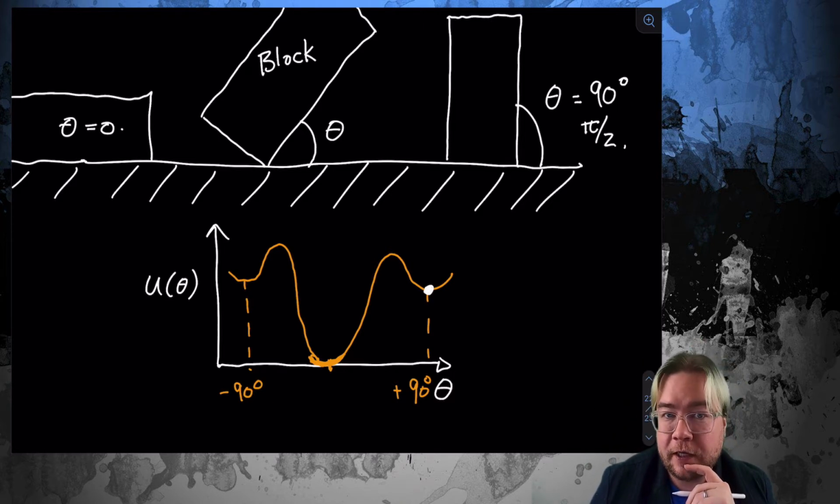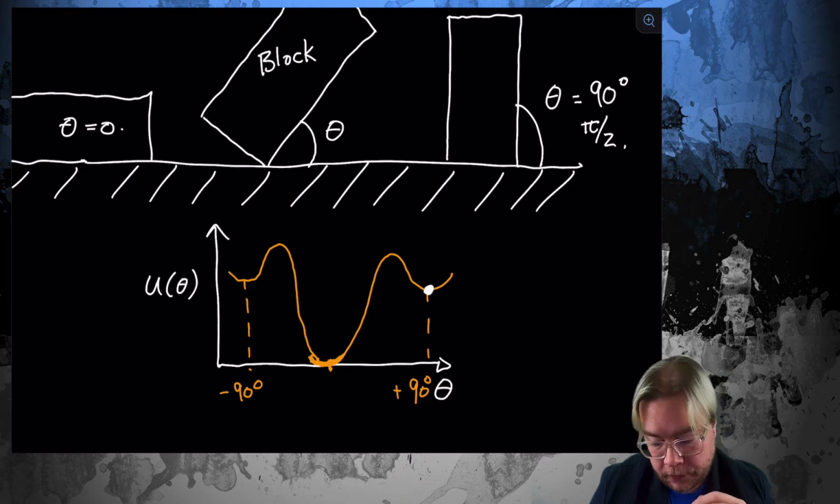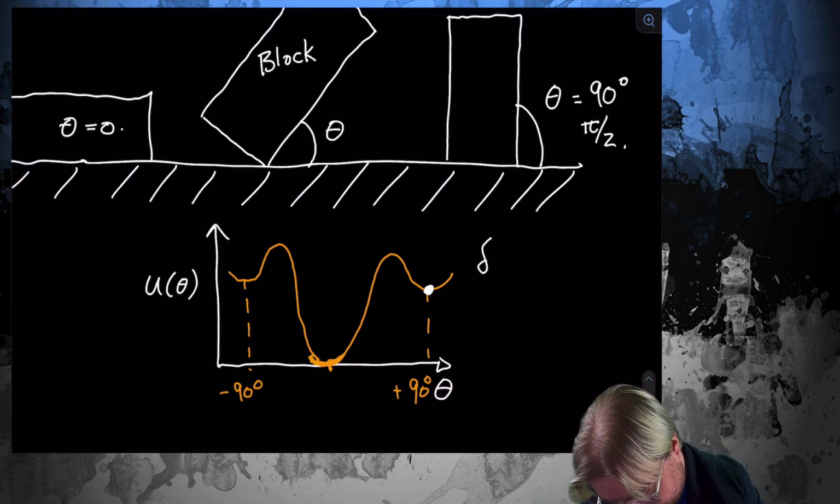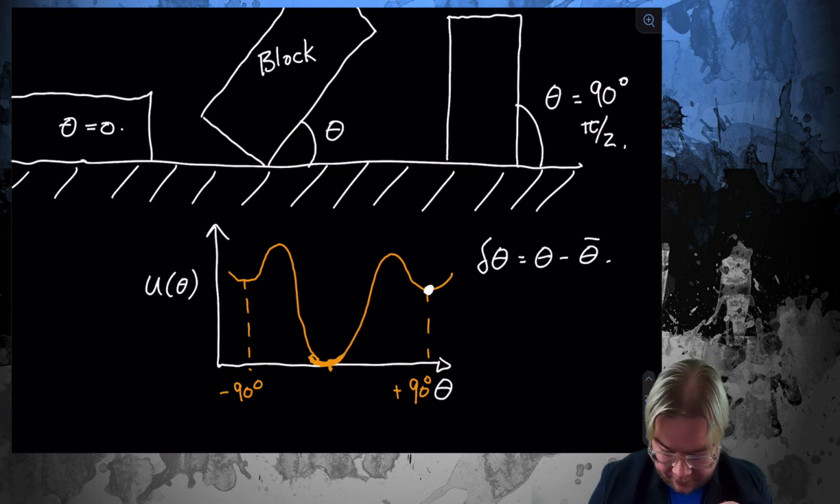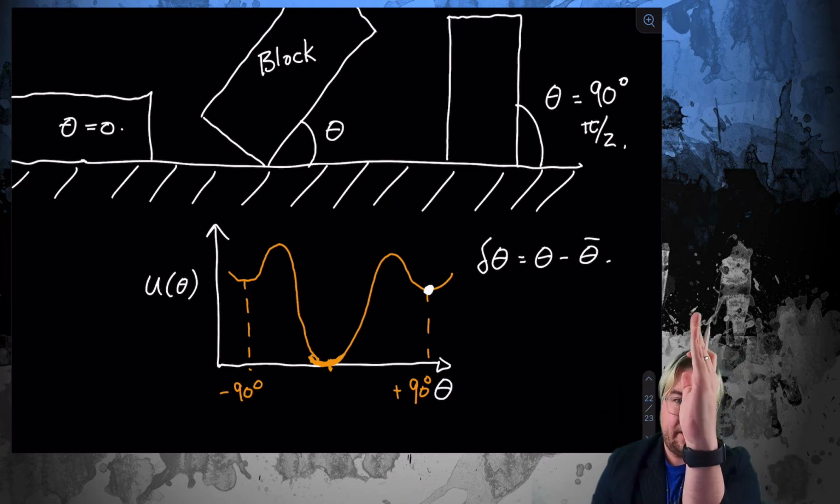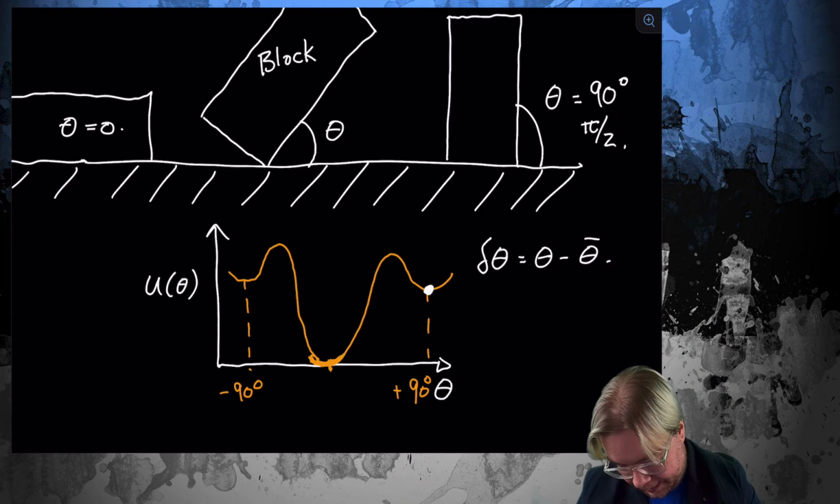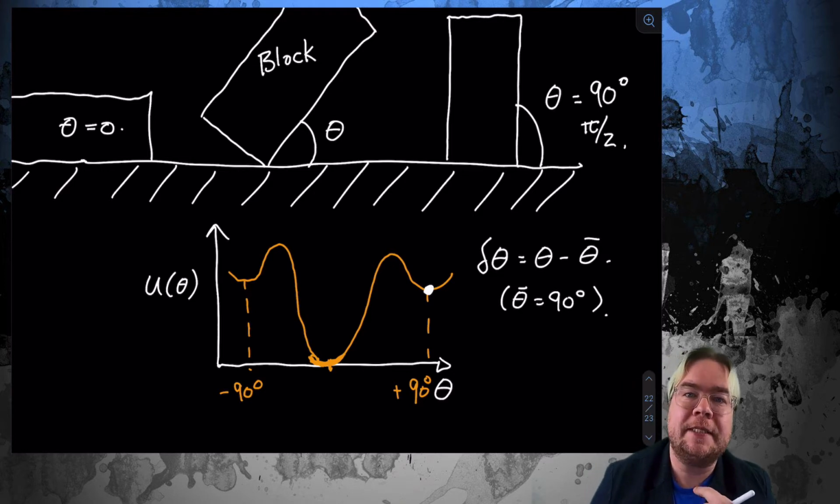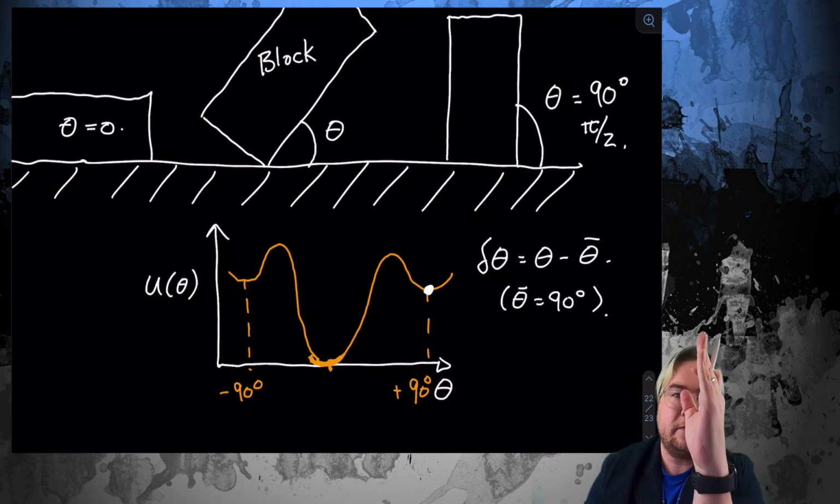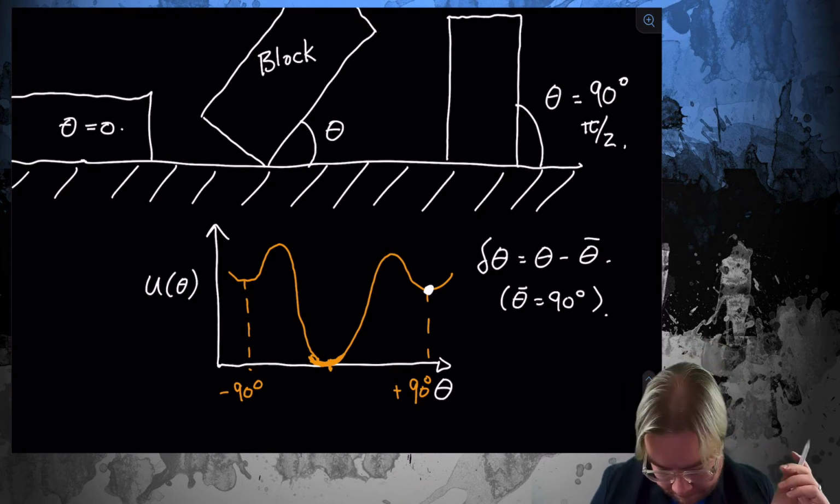Let's say that there is a fluctuation in its angle. So a fluctuation in its angle would be the size of theta minus the average value of theta. Well, the average value of theta will be 90 degrees because it's standing up. So in this expression, it's 90 degrees. That's because I picked that. I said that I was going to stand my block up like that.